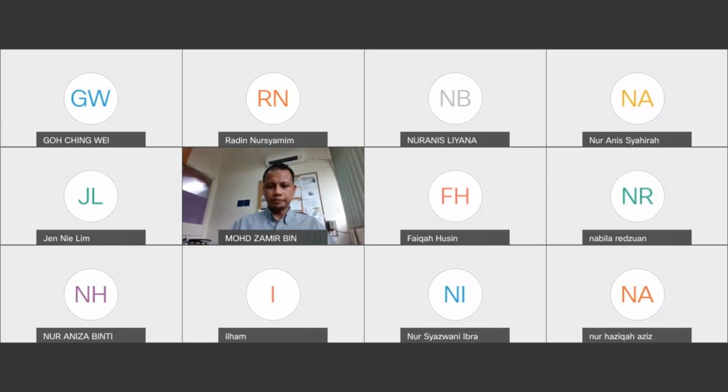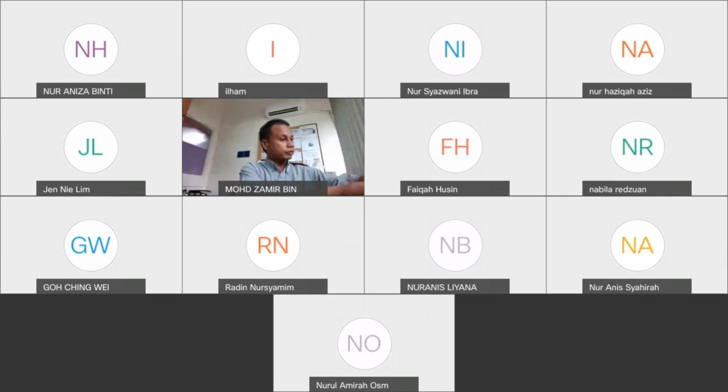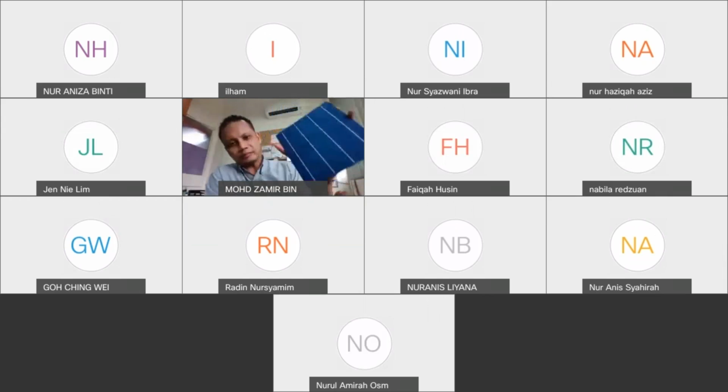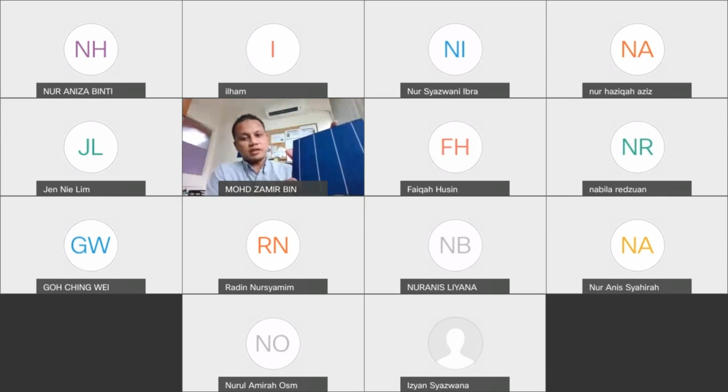So let me share the contents. But before that, let me show you one example of a silicon wafer. Can you see this? Nampak tak? Can you see this? Can you see, right?